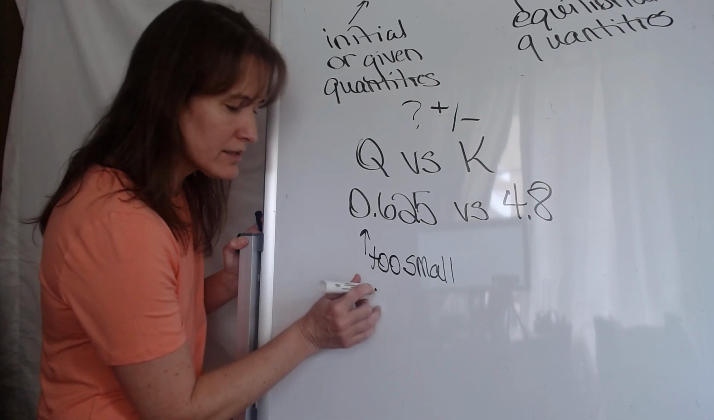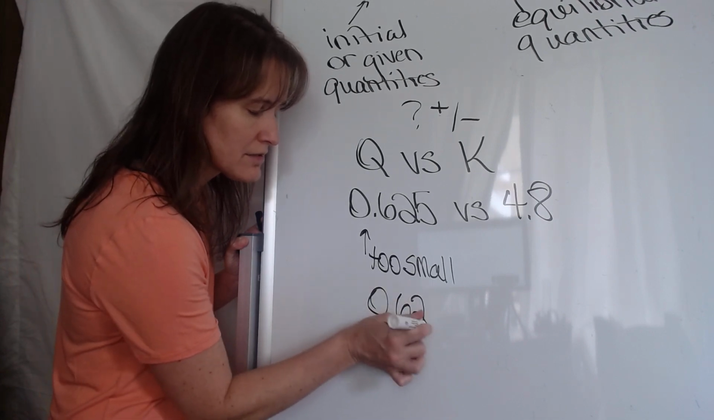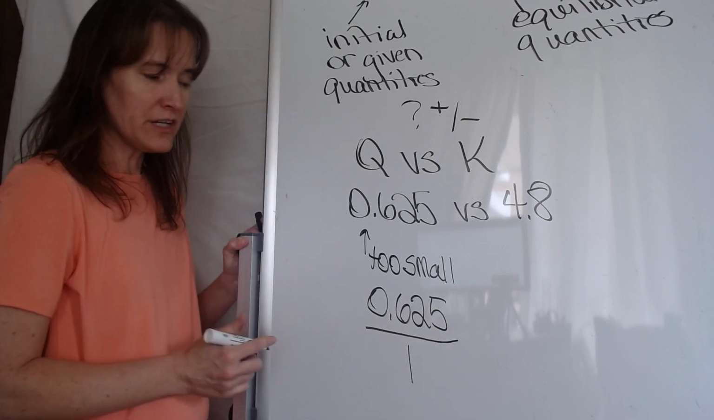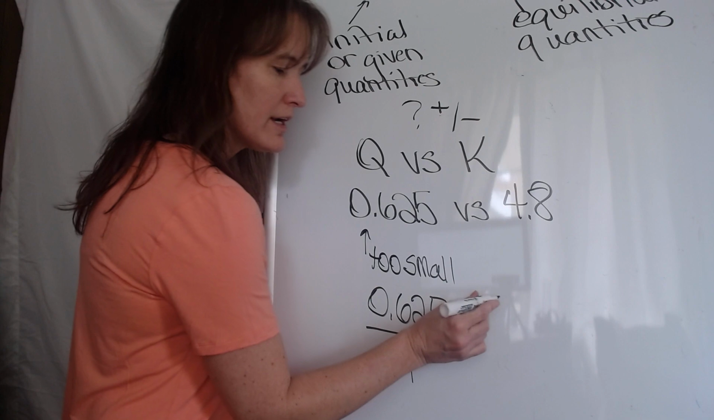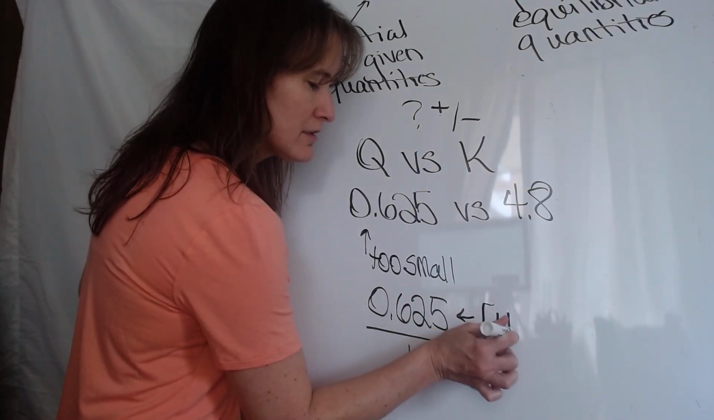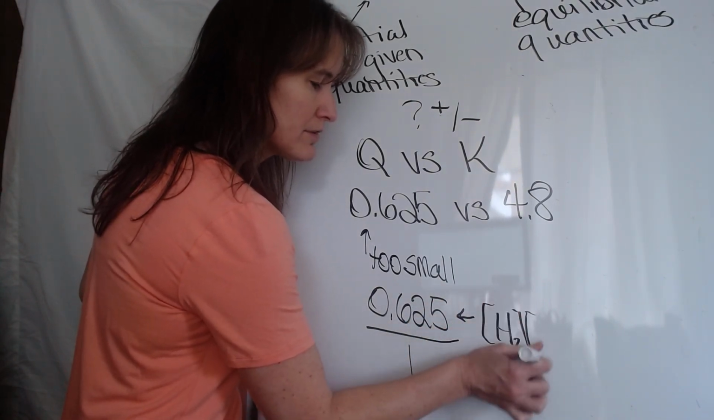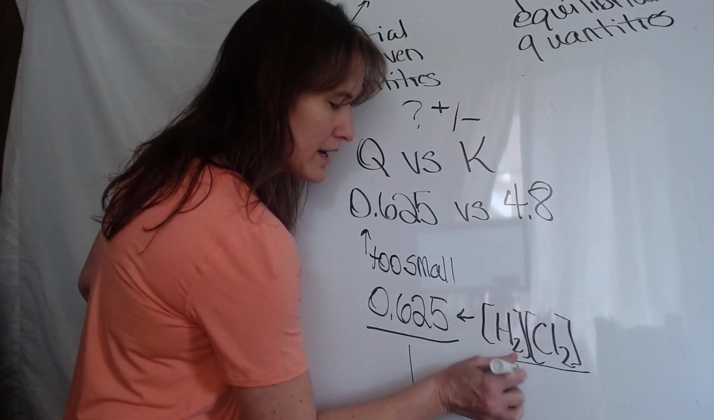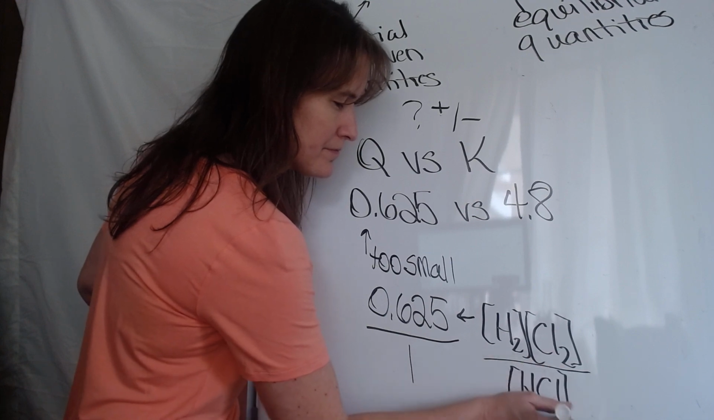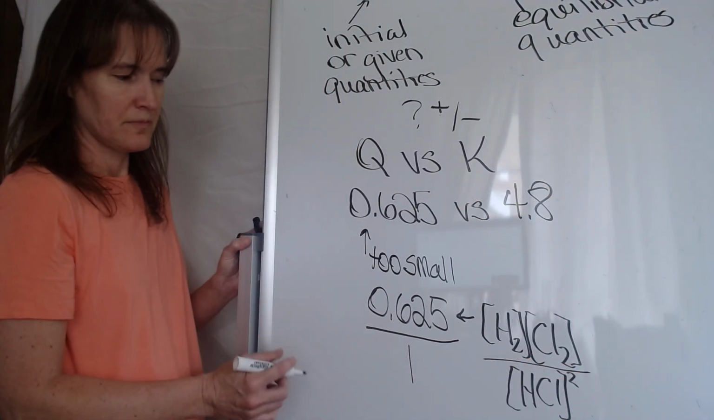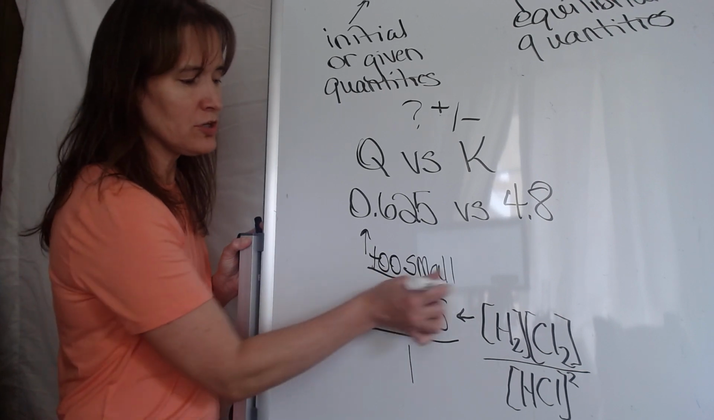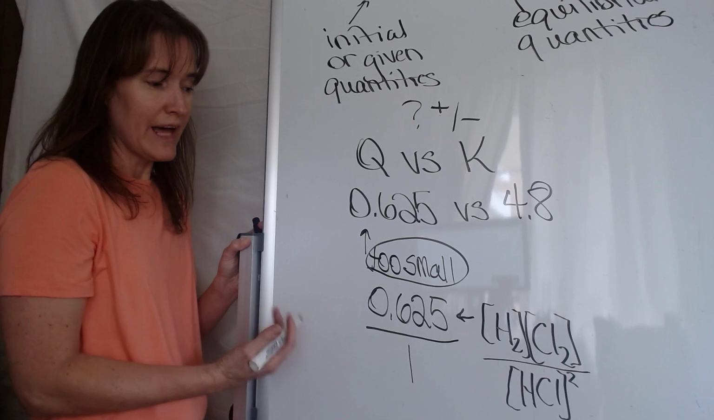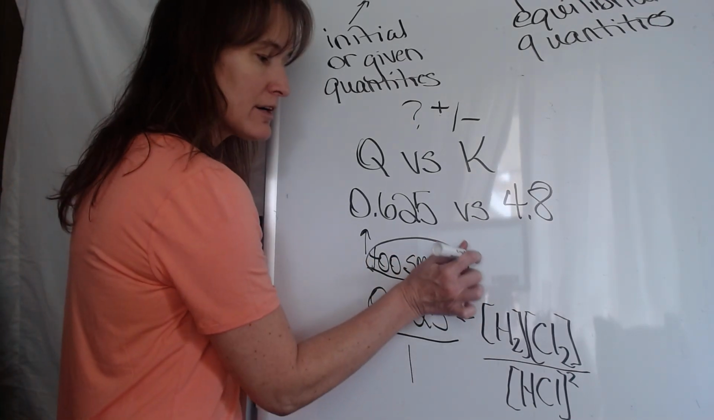And so if we just take a look at our information, the ratio, it's your products, which are hydrogen times chlorine versus HCl squared. Okay? If it's too small, that means that the ratio is too small and I need it to be bigger. So I need it bigger.